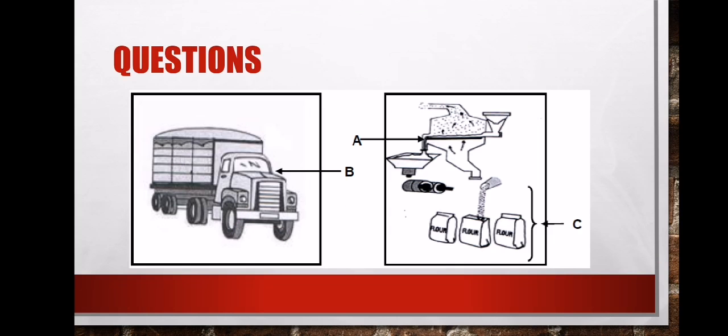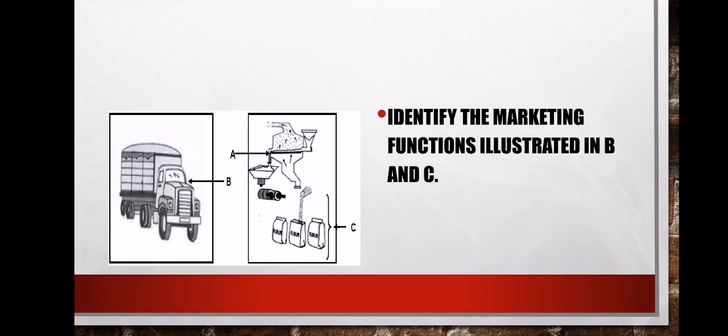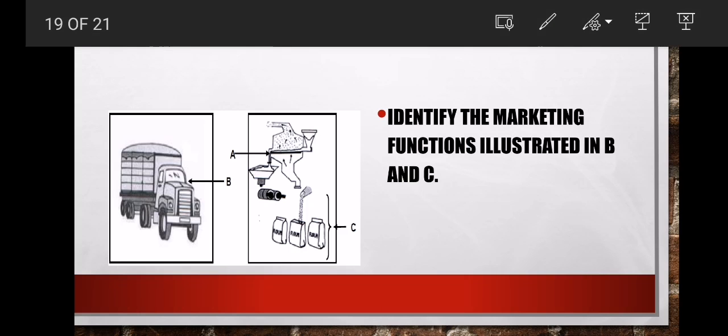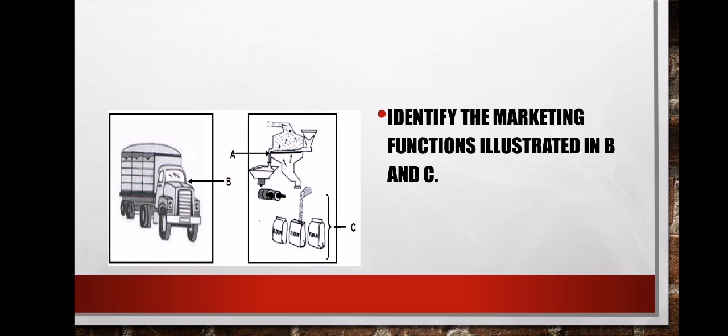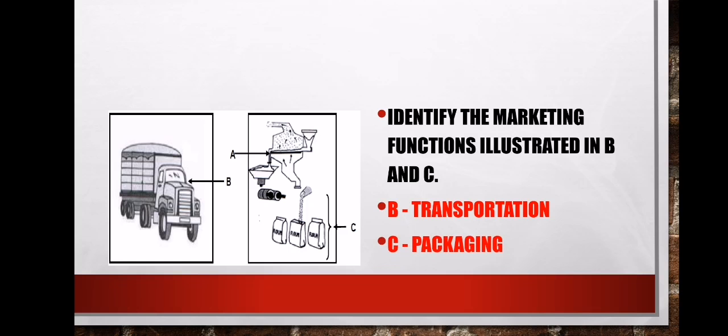Let us see what the question one did. The first question, it says identify. What is it that we are identifying? Marketing function B and marketing function C. Let us check what is it that they want from us, or how are we supposed to answer it? B and C. B, transportation. So we were correct on the other side. C, packaging. Again, we were correct. Let us check the next question, good people.